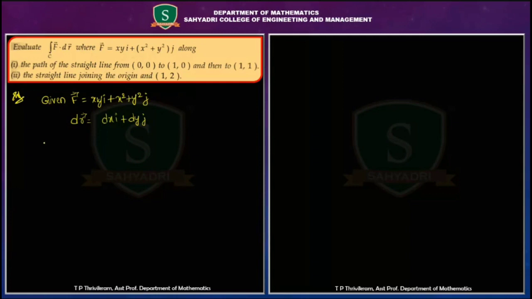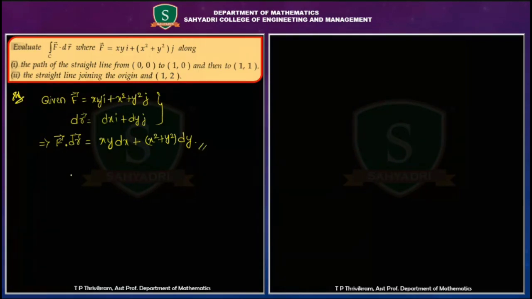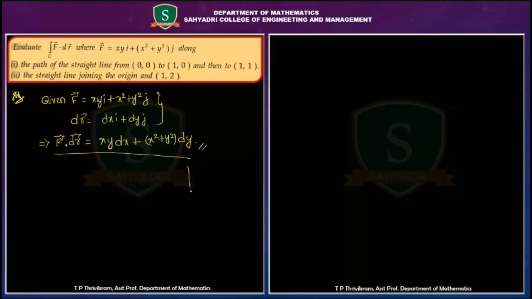So f dot dr will be how much? F dot dr is equal to, if you do the dot product between these two, xy dx plus x square plus y square dy. Okay, so let us keep this as it is. Now I want to find the integration of this quantity along this line. So let us draw that straight line between these two points.